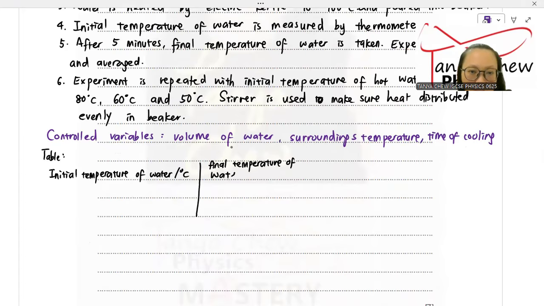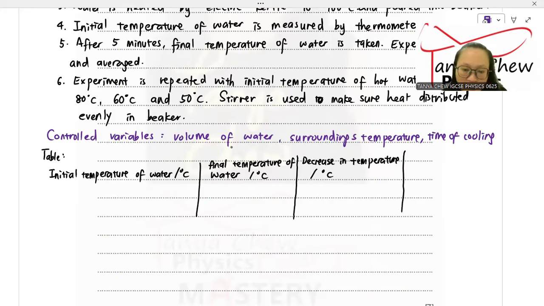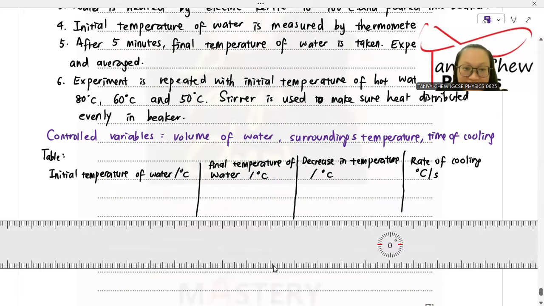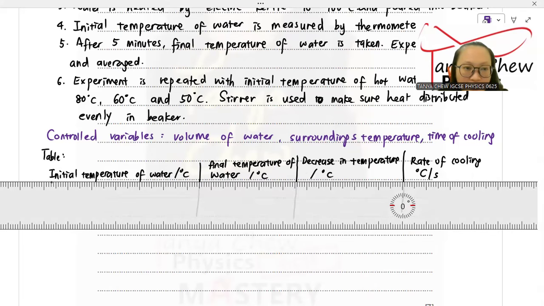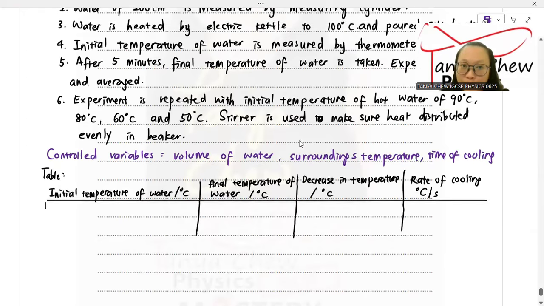of water, degrees Celsius, and then decrease in temperature after 5 minutes, okay? Decrease in temperature, still in degrees Celsius, and then this is rate of cooling. Rate of cooling is degrees Celsius per time taken. Now, use a ruler, right? Draw nicely, at least. We are not supposed to enter any reading, so you just leave a blank table like that. That will do.